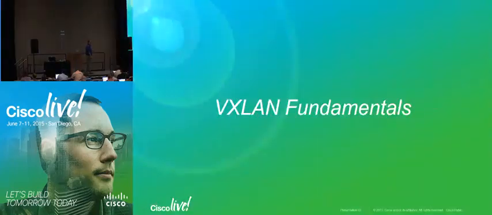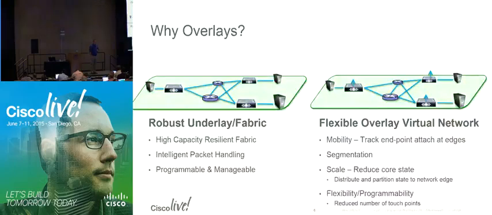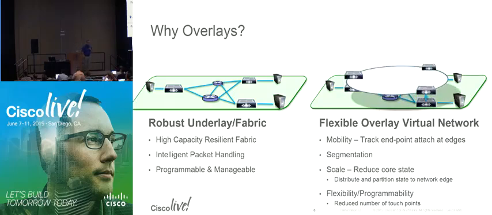So let's start with the VXLAN fundamentals, and with this, overlays. Overlays give me a separation of my underlying network from my overlaying network, and allow me to build robust, high-capacity underlays with a lot of intelligent packet handling, and also programmability and manageability. And that piece is decoupled from what I do in the overlay space, where I build my virtual network, my superimposed network, if you want. And that's where I do the segmentation, the mobility, and add the additional scale possibilities I have, and that's where I do the programmability piece as well.